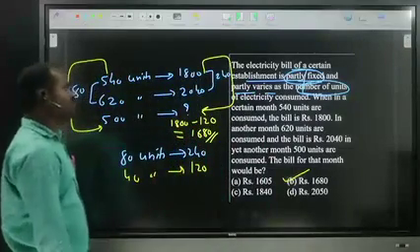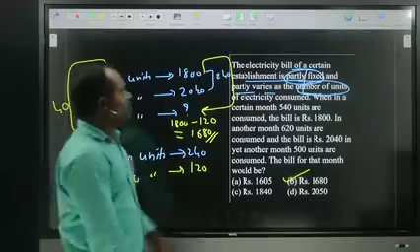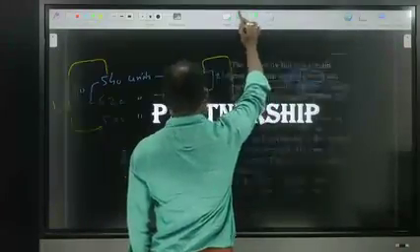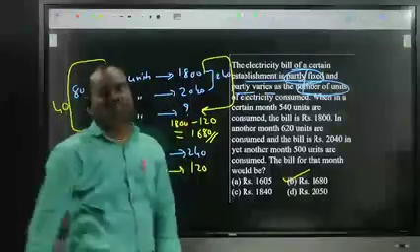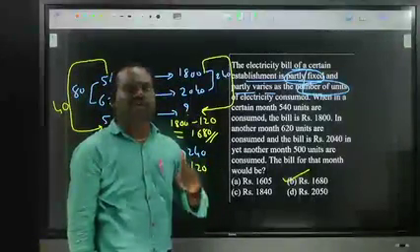So the bill for that month will be 1680. 1800 minus 120 is 1680. Is it clear? Up to now we have discussed ratio and proportion, as well as earlier probability, and now I have finished.